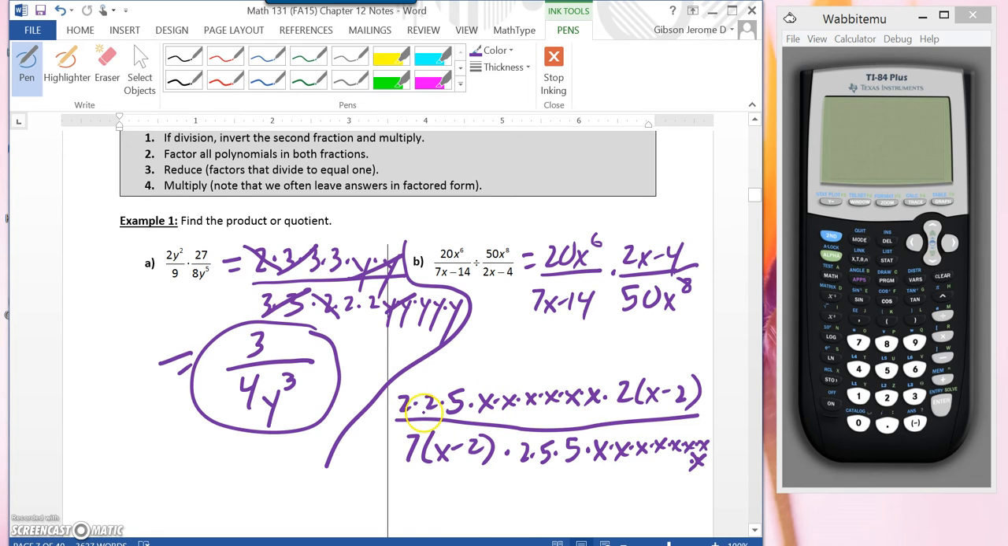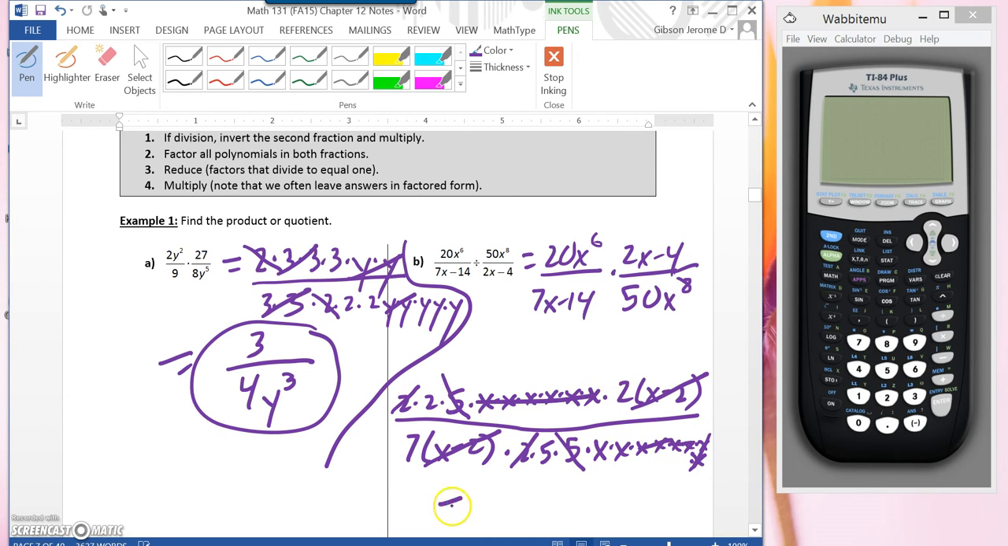Now we notice here with these 2's, we have 1 set of 2's here that goes. We have 1 set of 5's that go. We have a set of x minus 2 that goes. And we have 6 x's that goes. So that's 2, 4, 6 x's that goes.